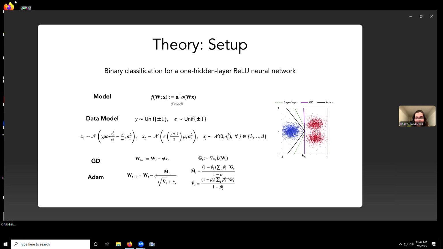In this figure, we can see one instance of the data, where the Bayes optimal predictor on the population is shown by the green dashed line and is nonlinear. And we see that training with gradient descent learns a linear predictor, whereas training with Adam leads to this piecewise linear decision boundary.